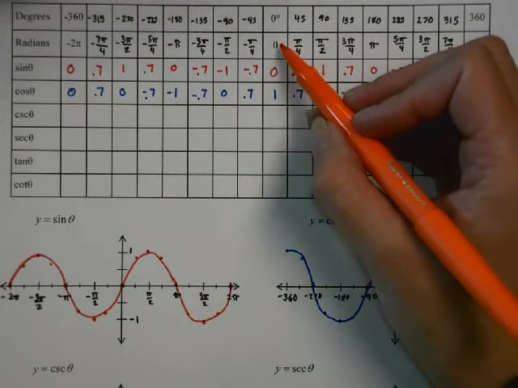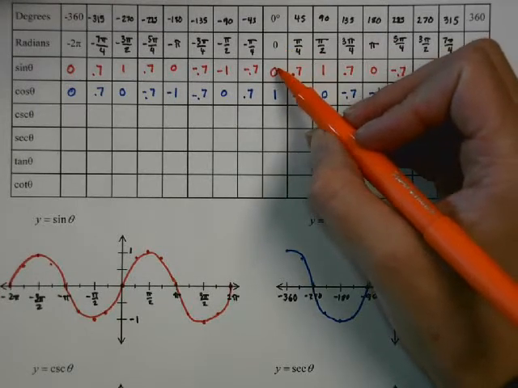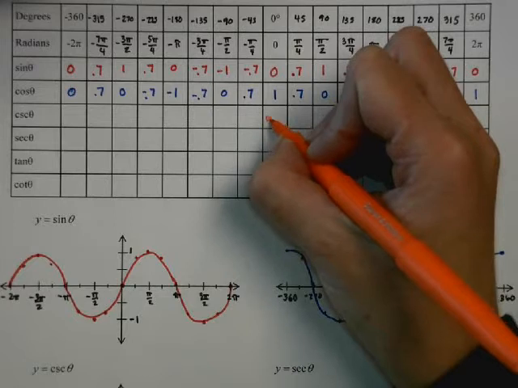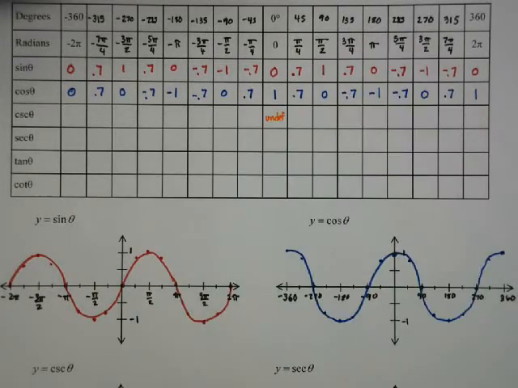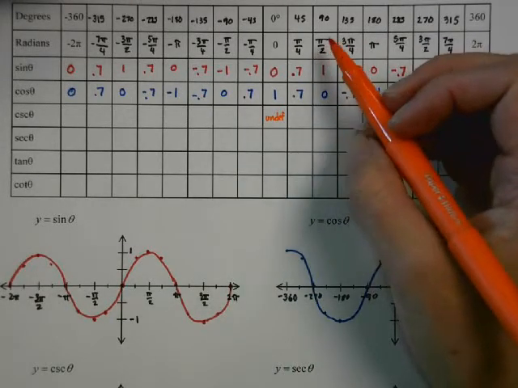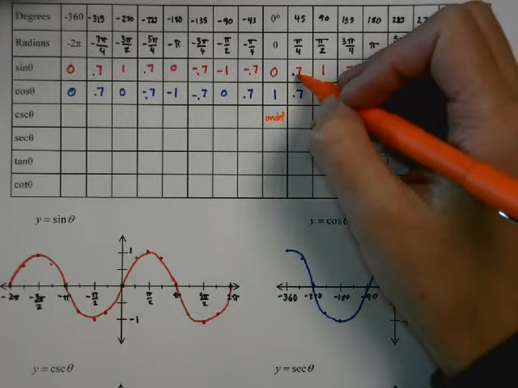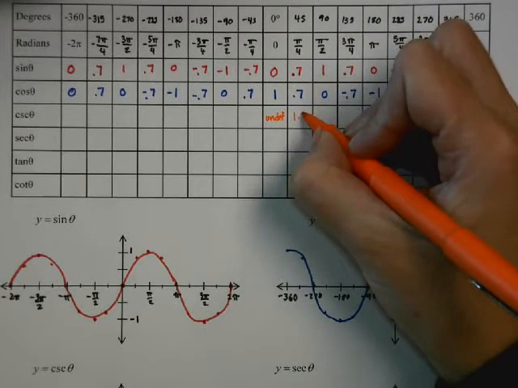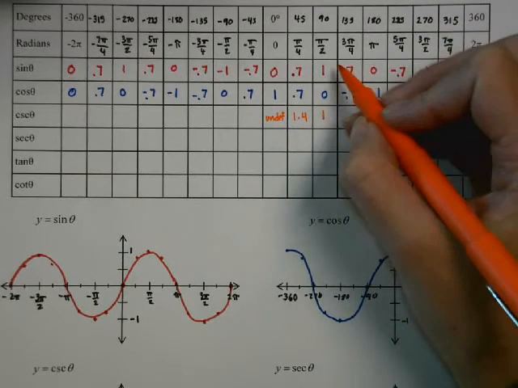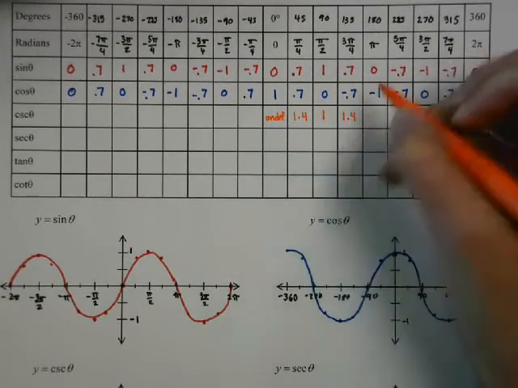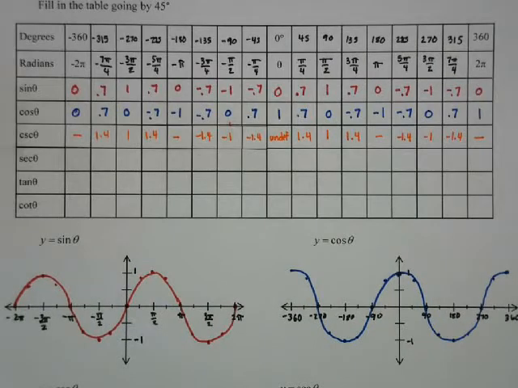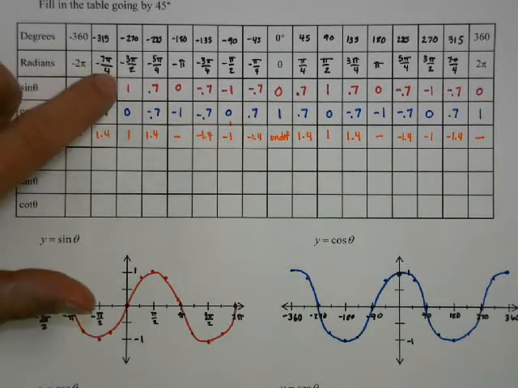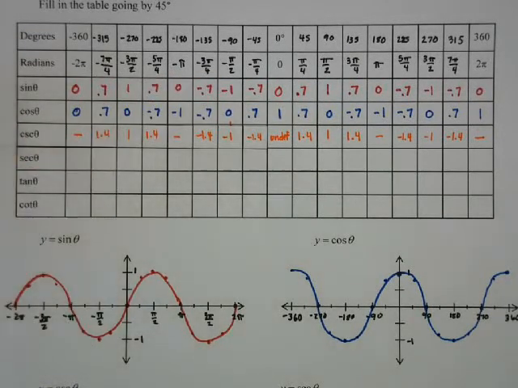So I'm going to start at 0 again. So this is the reciprocal. So 1 over 0 is going to be undefined. So cosecant is undefined at 0. 1 over 0.7 is going to be 1.4. 1 over 1 is 1. 1 over this, and so on. All right, so there are those values. So anywhere sine is 0, it's undefined. Anywhere where it's 1 or negative 1, it's just 1 or negative 1. And so on.